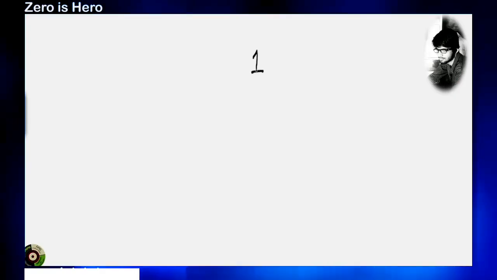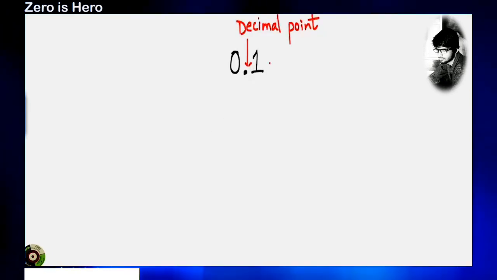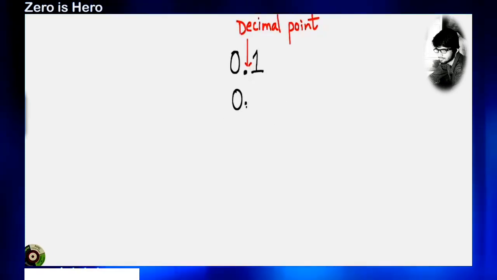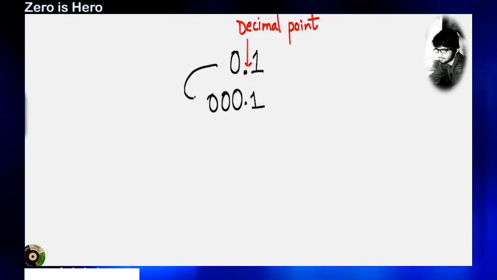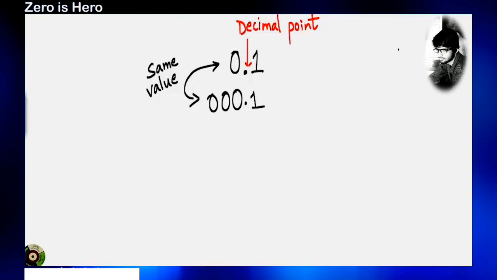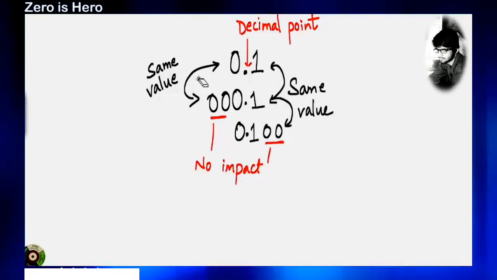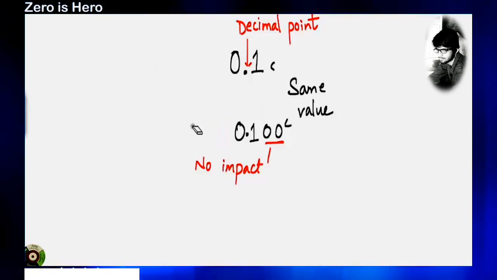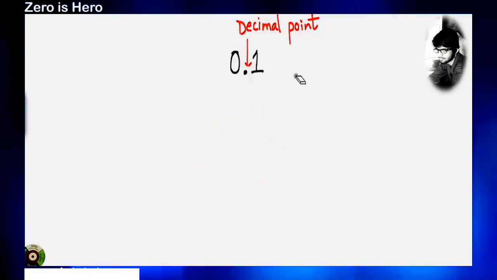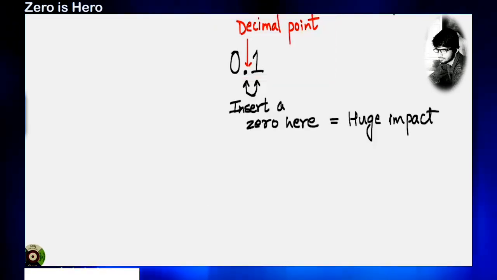But you know what? This left side zero may affect the number when we deal with decimals. If we add 0 to the left side of this 0, the number will remain unchanged. And same happens when we add 0 to the right of 1. But let me tell you, there is one place where 0 would affect the number. That is between decimal point and 1.